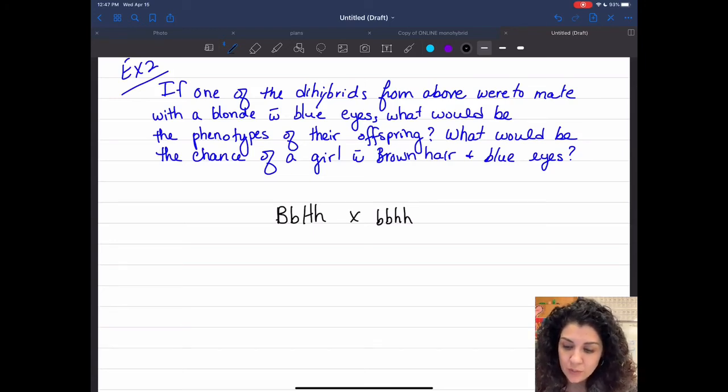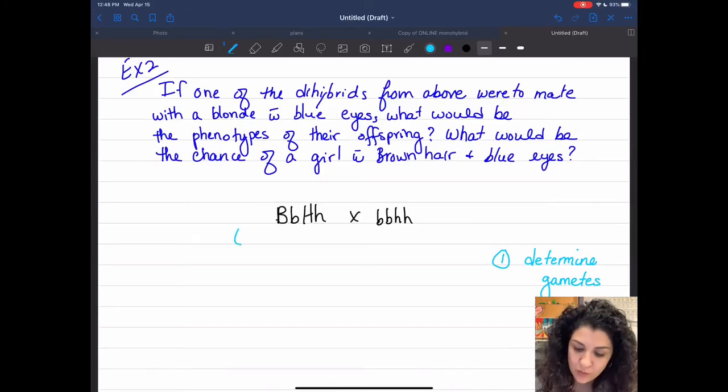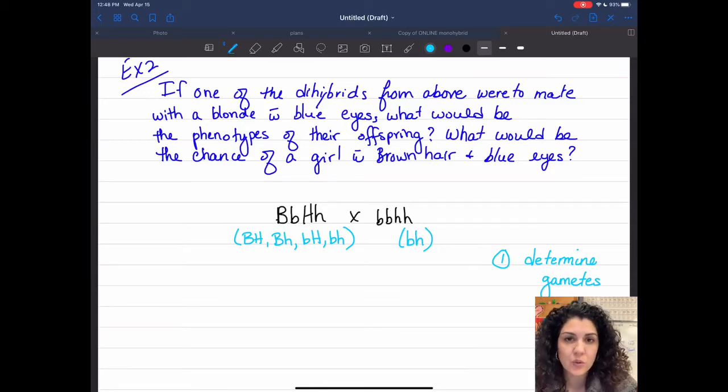So the same way that we did it before, the first step here is going to be determine the gametes. And we don't always have to draw the egg and sperm. Usually what I do is I start making little brackets and I say, okay, so for this individual, I know I have 4 options. But for this individual right here, I only have 1 option. The only thing that individual can place in a gamete is a little b and a little h.